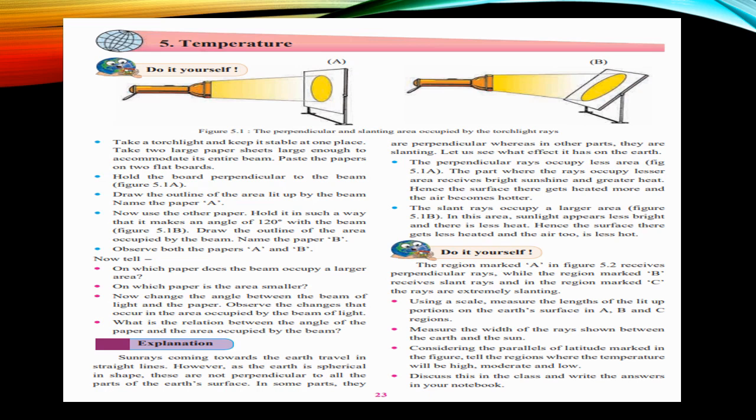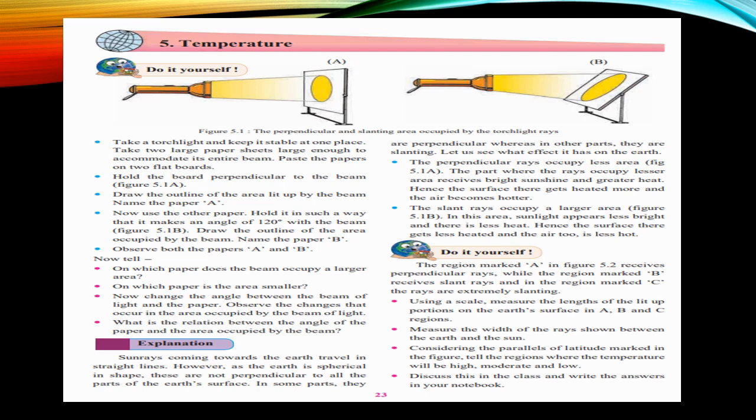Take a torchlight and keep it stable at one place. Take two large paper sheets, large enough to accommodate its entire beam. Paste the papers onto flat boards. See, now two papers are pasted onto flat boards. Hold the board perpendicular to the beam. In figure 1, the paper is in a position that is perpendicular to the torchlight. Now use the other paper.